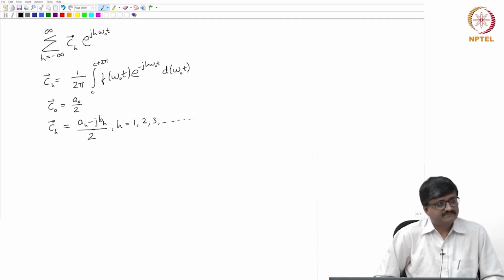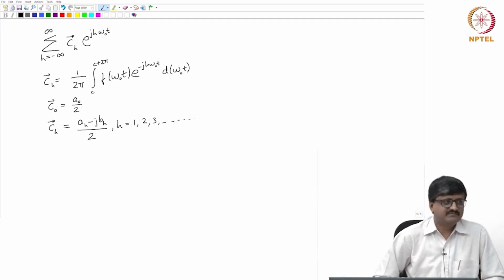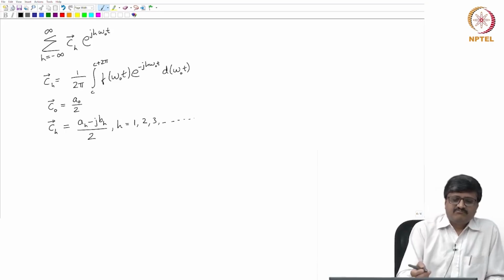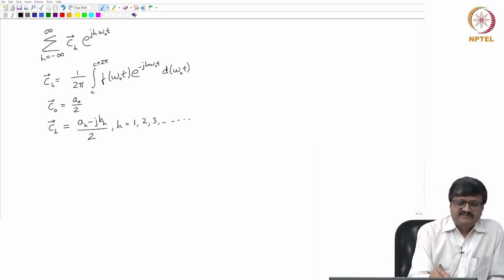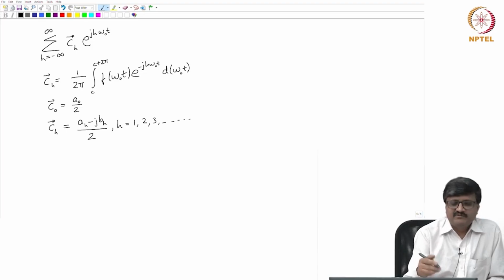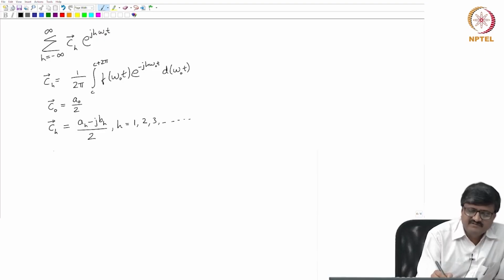Also, we can write AH in terms of CH. Yes, we can do that. Now, in CH, H can be either 0, positive or negative. So, we have taken C0 and positive values of H. We can also consider negative values of H in CH, of course.